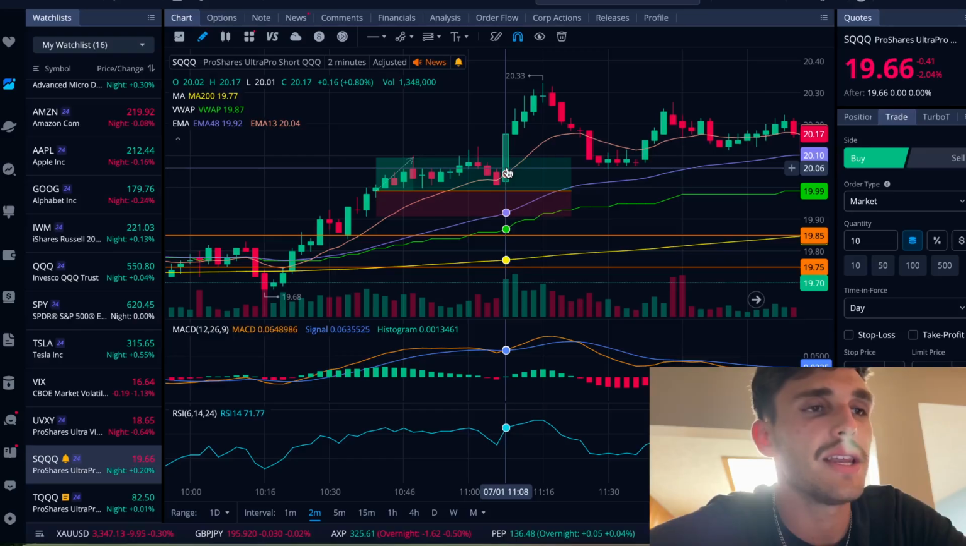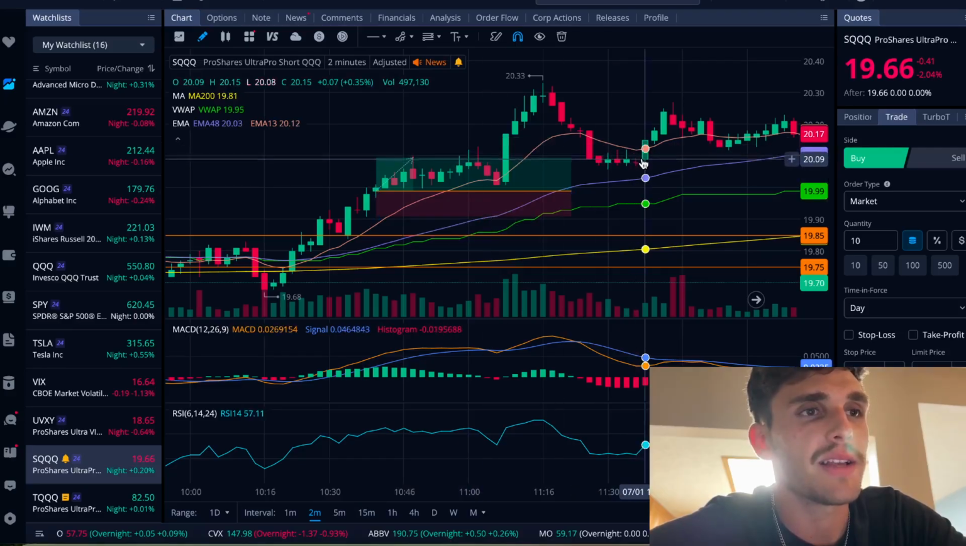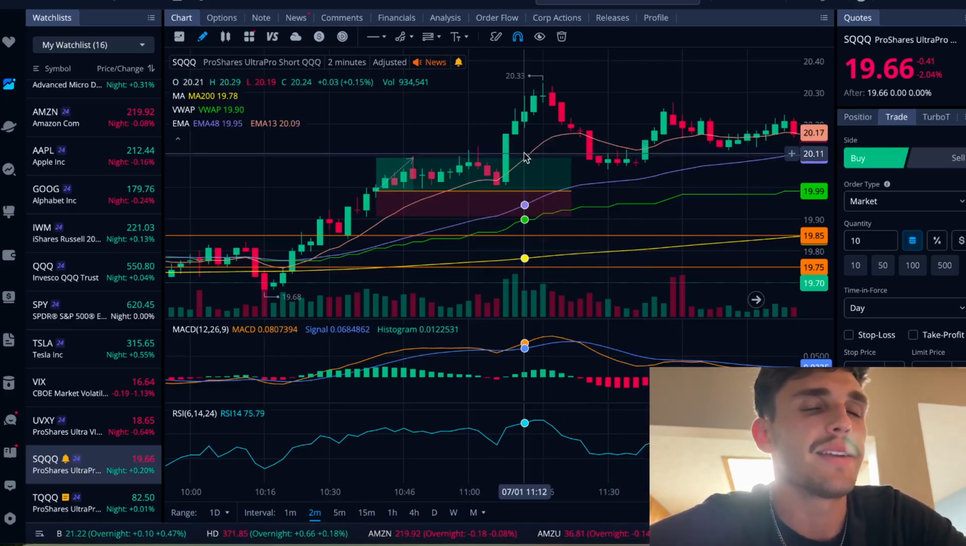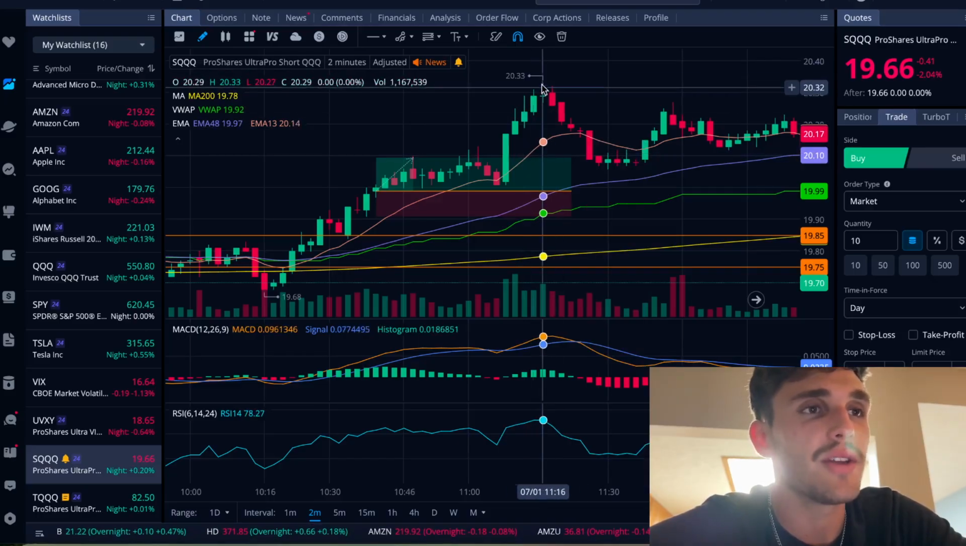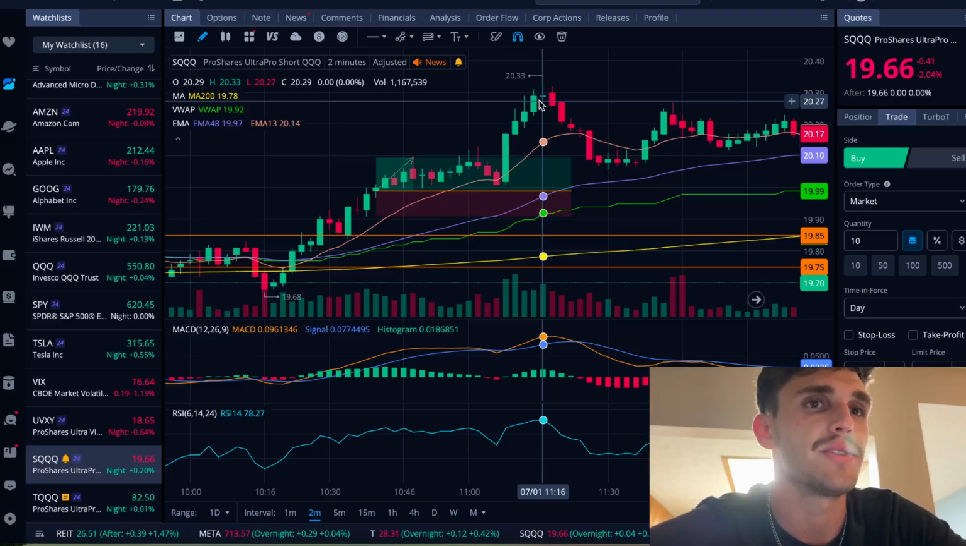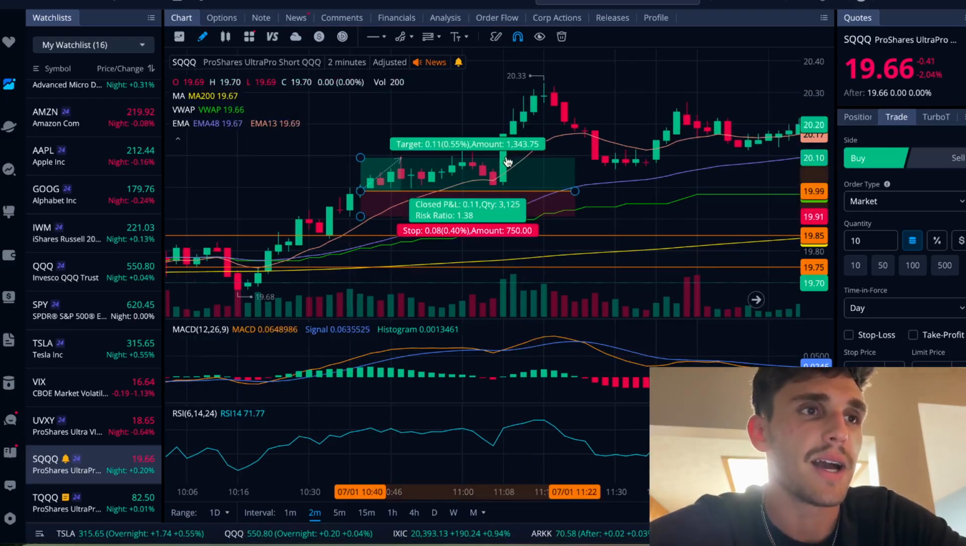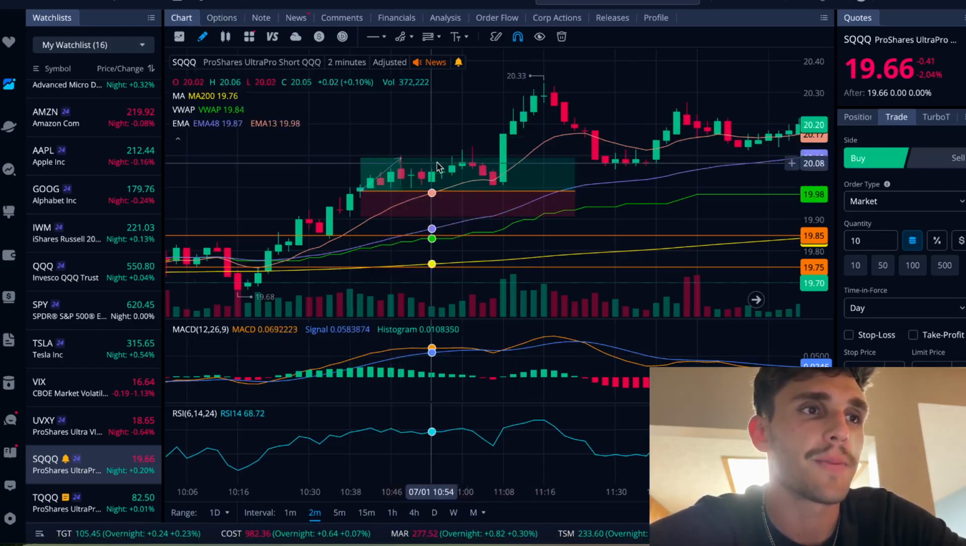Stayed above that 13 EMA. All I was risking, I know on this it says like a 1 to 3.8, but technically it was just a 1-to-1 risk to reward ratio. And I could have easily targeted those lows on SQQQ because that's where SQQQ went, was basically to those lows. But unfortunately, I didn't hold all the way until then.